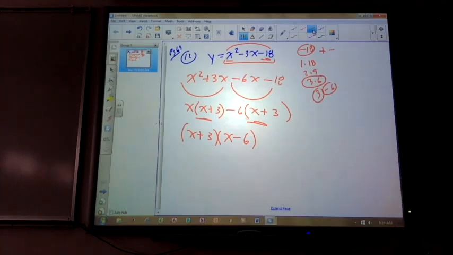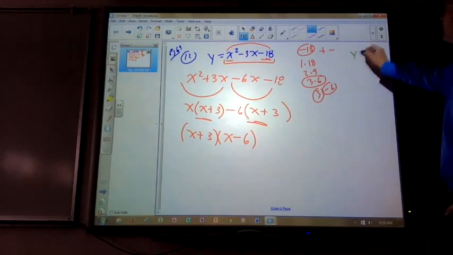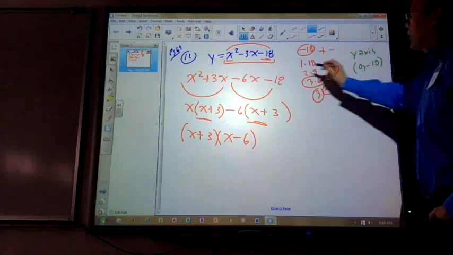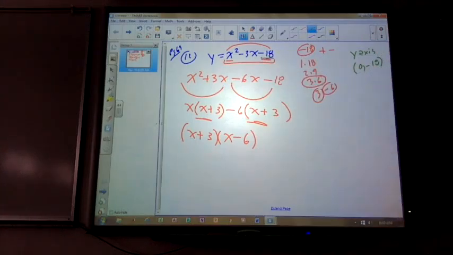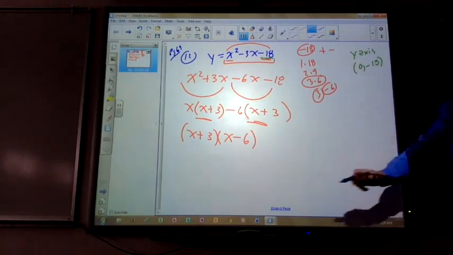What do you got? Negative 3 and what? Negative 18. No, that's the y-axis. Yeah, good, so you got one of the axes down. I agree, the y-intercept is 0, negative 18, and we get that from here, right? Good. But negative 3 and? 6. Right?